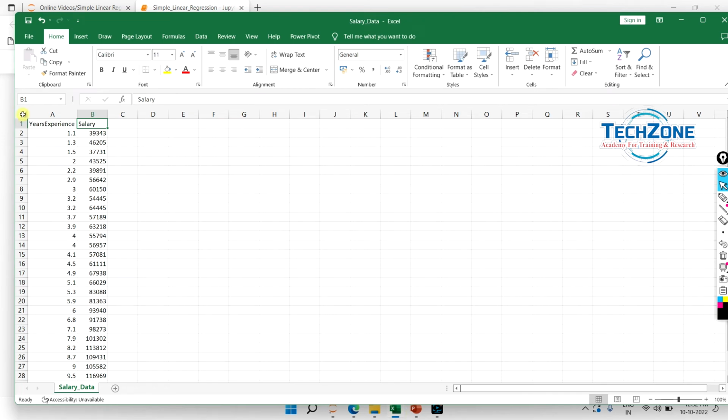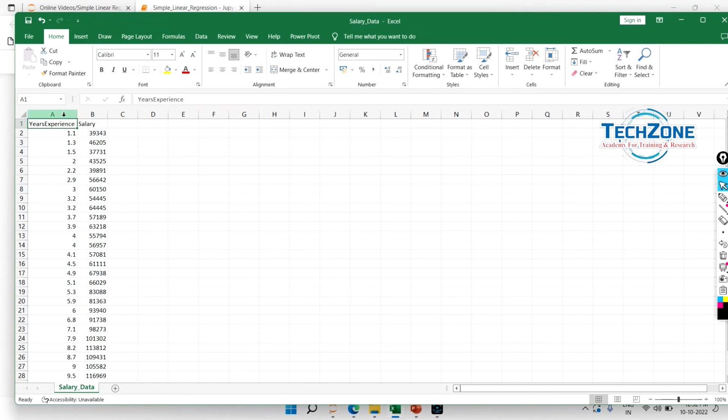So this is our data set. We have years of experience and we have salary. If somebody is having 1.1 years of experience, salary is 39,343. If somebody is having 1.3 years of experience, the salary is 46,205. So this is an example of simple linear regression.